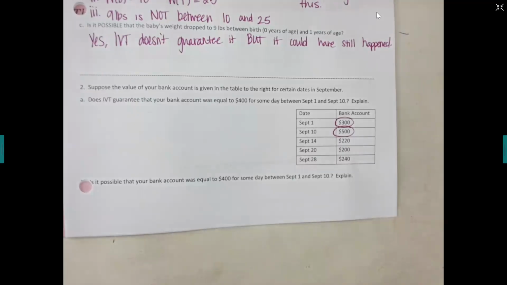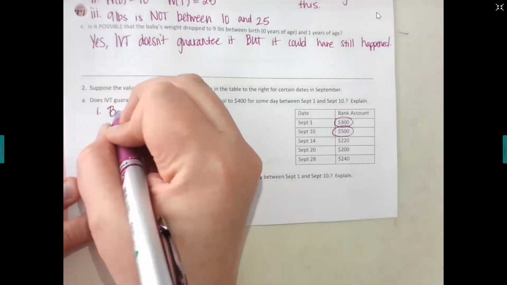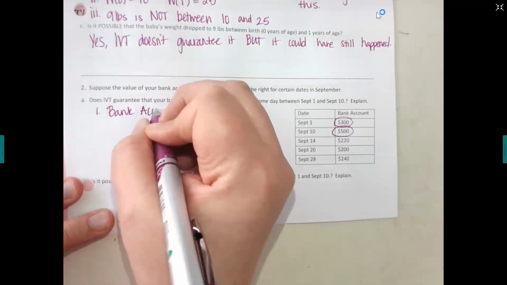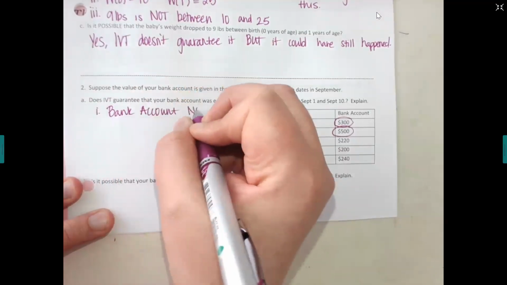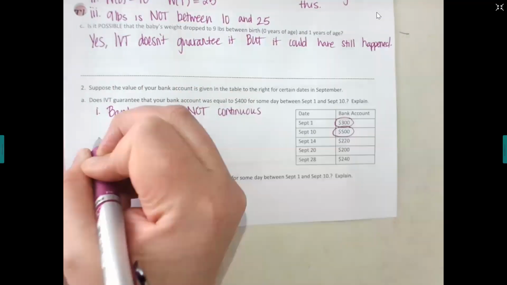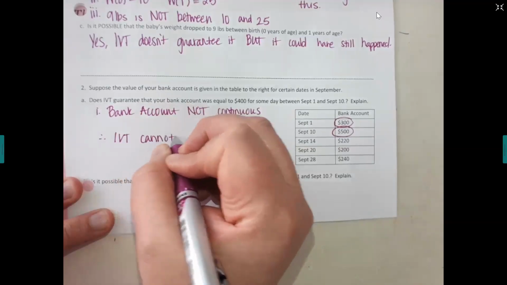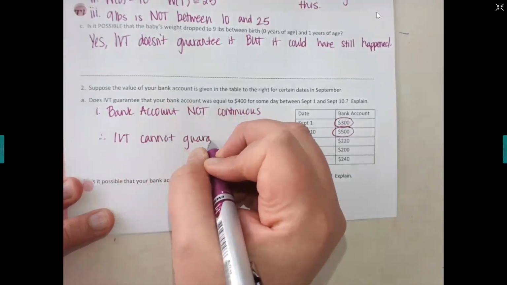So go ahead and write down your part 1, thank you. You're looking to see if the bank account is continuous. You would say no, it's not. Okay, bank account not continuous. Therefore, IVT cannot guarantee this.